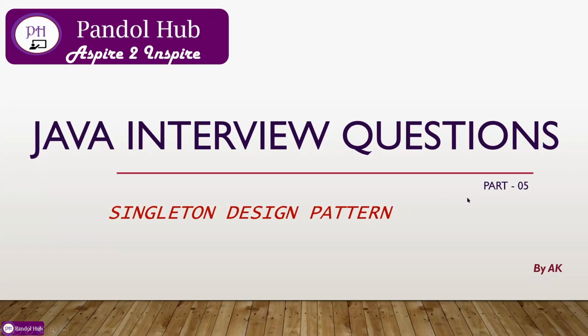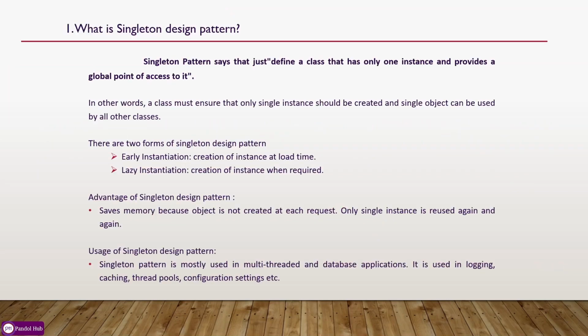Today we are going to look into part 5 of the Java interview questions, mainly concentrating on the singleton design pattern. So let's get into it. What is the singleton design pattern? The singleton pattern says to define a class that has only one instance and provides a global point of access to it. In other words, a class must ensure that only a single instance is created and that single object can be used by all other classes.